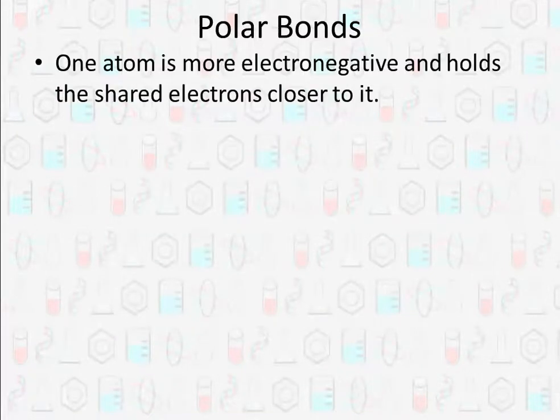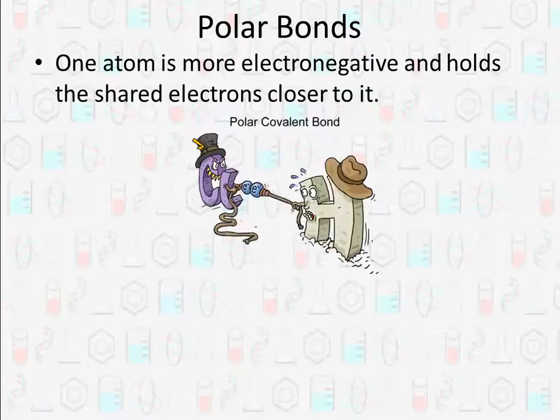Whereas in a polar bond, one atom is more electronegative, which means that it has the ability to attract electrons, so it holds the shared electrons closer to it. Here's a great example of a polar covalent bond. They are sharing those electrons, but chlorine, looking like an old-timey Western villain, is holding the shared electrons closer to it. And hydrogen looks sad because chlorine gets to keep the electrons more than hydrogen.